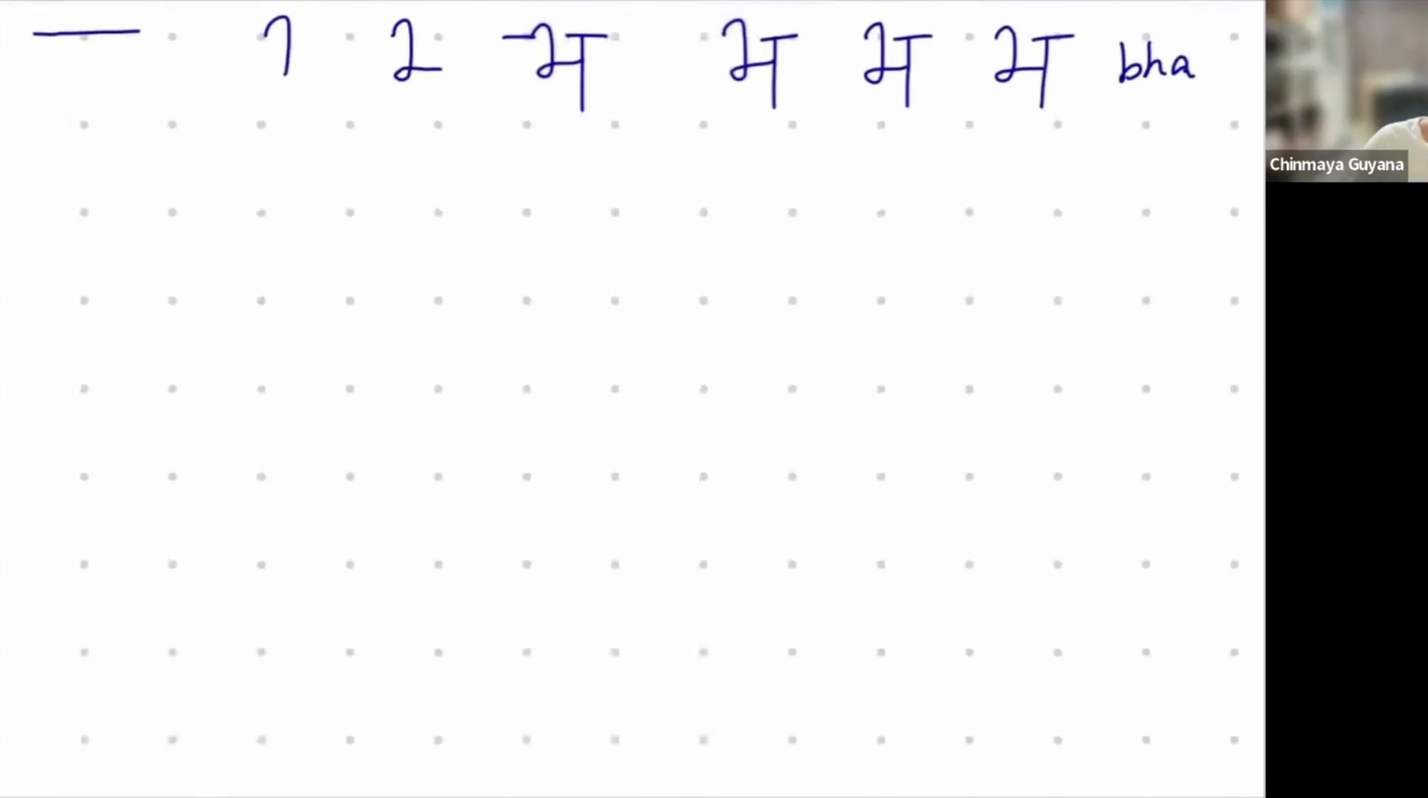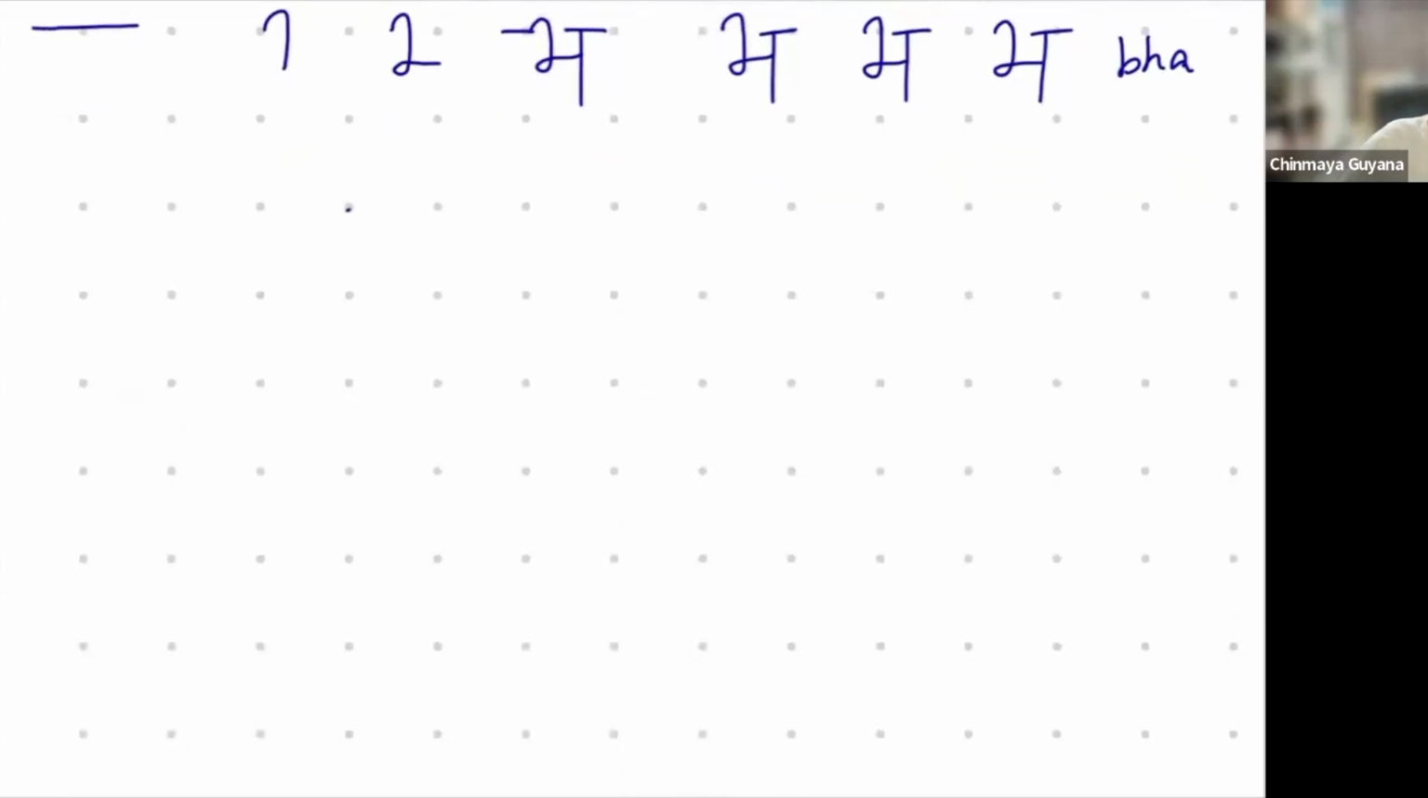Very similar to bh, but this time it doesn't cross the line and it doesn't have this extra loop on top, just the inside loop. Ma. Ma like monkey.